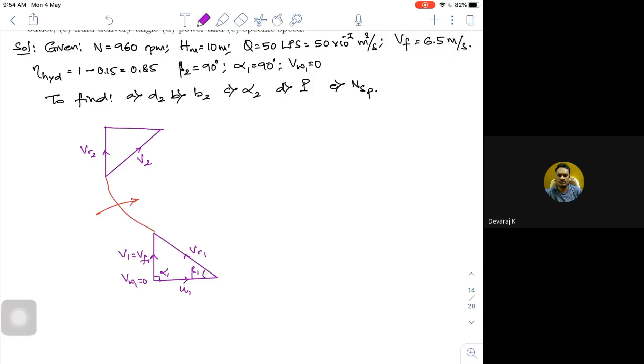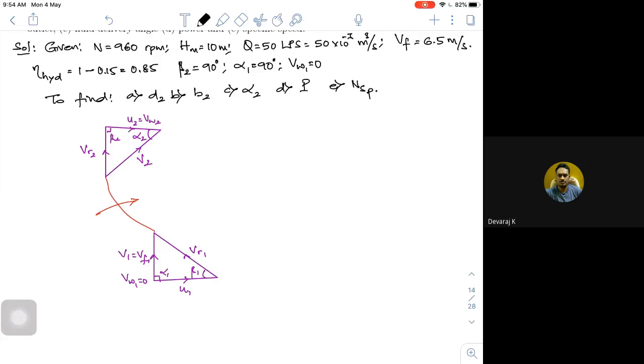and so this is actually your U2 as well as Vw2. So this is my beta 2, this will be my alpha 2. So we are supposed to find your alpha 2 here, and beta 2 is given as 90 degrees. So this is a condition they are given. So let's solve one by one.